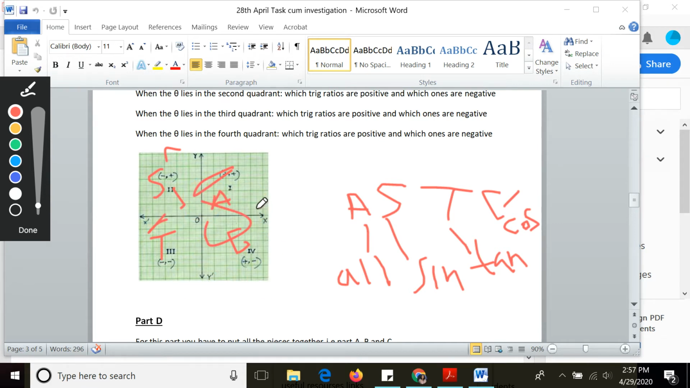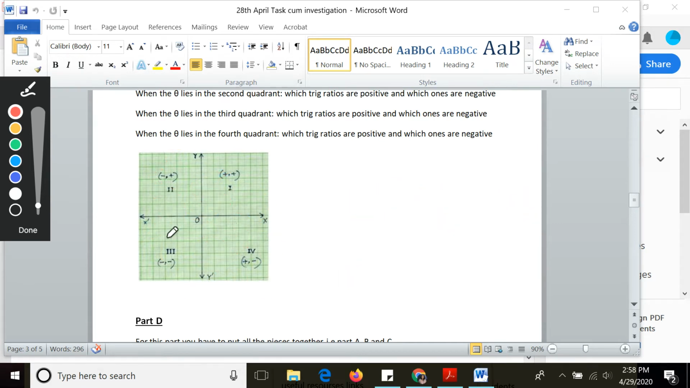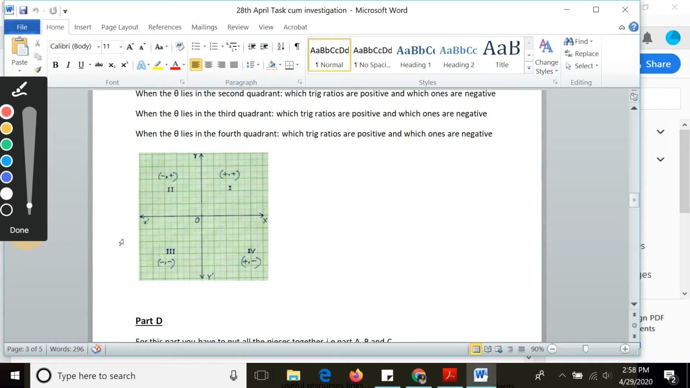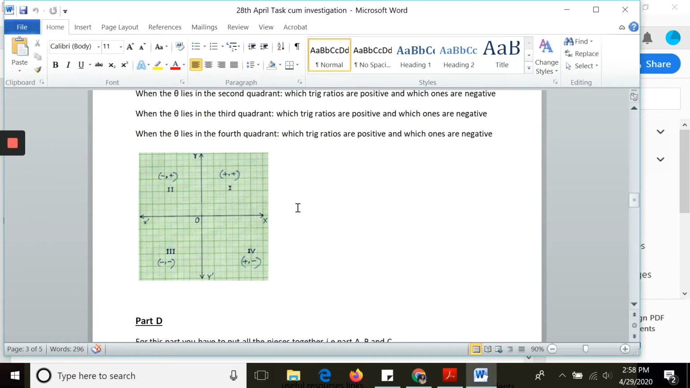Or you can say all students take calculus. So this is the way to remember which trig ratios are positive in which quadrant. So that was your part C, and it's also straightforward here because it's mentioned here positive positive, and we know that x is cos theta, y is sine theta, and if cos and sine are positive, so is tan, because tan is sine over cos.